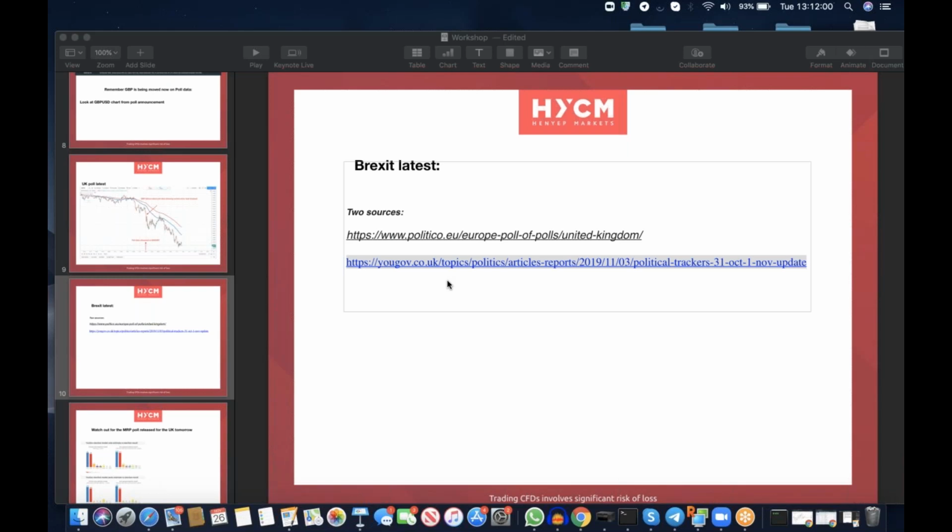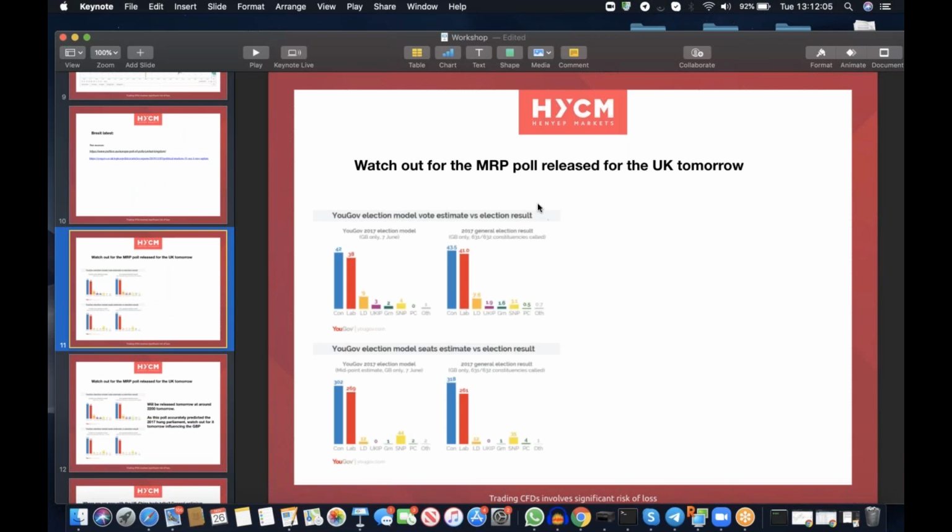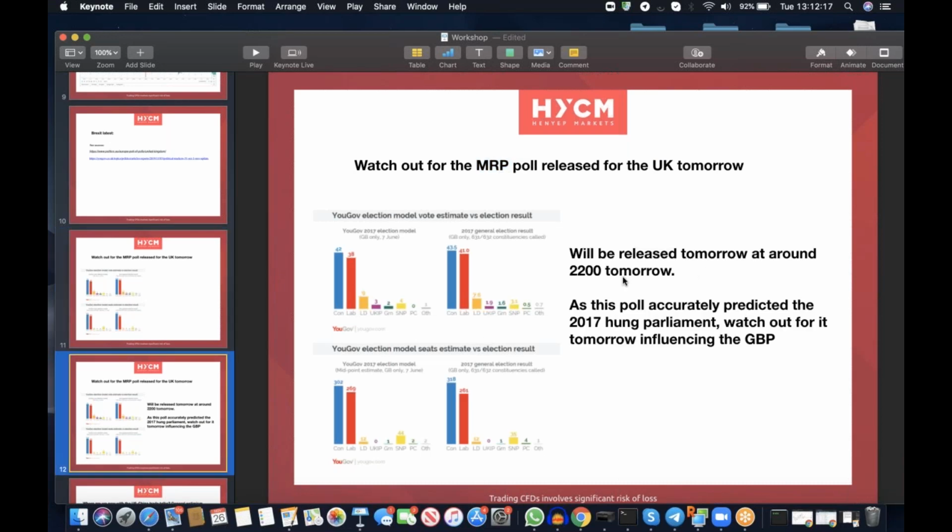And I wanted to particularly make you aware of the latest poll that's expected. Watch out for this poll called the MRP poll. It's due to be released for the UK tomorrow. Now, this poll is given a lot of credence by the market because it correctly predicted the hung parliament in 2017. This was the election model on the 7th of June. This was the poll on the left, and this was the general election results.